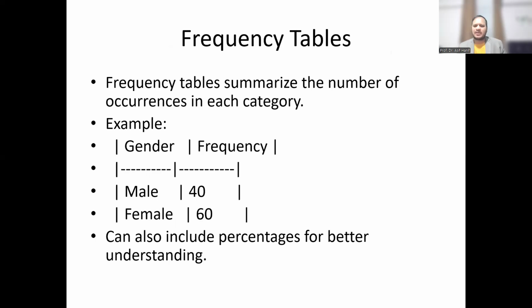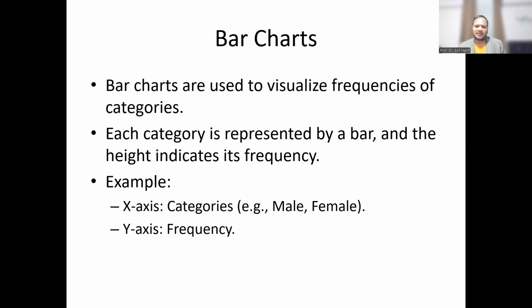learn that content as well and apply it to your daily routines in your hospitals and health setups. For example, you can make a frequency table for gender. There are categories male and female, and there are 40 male and 60 female. You can also include percentages for better understanding like this.